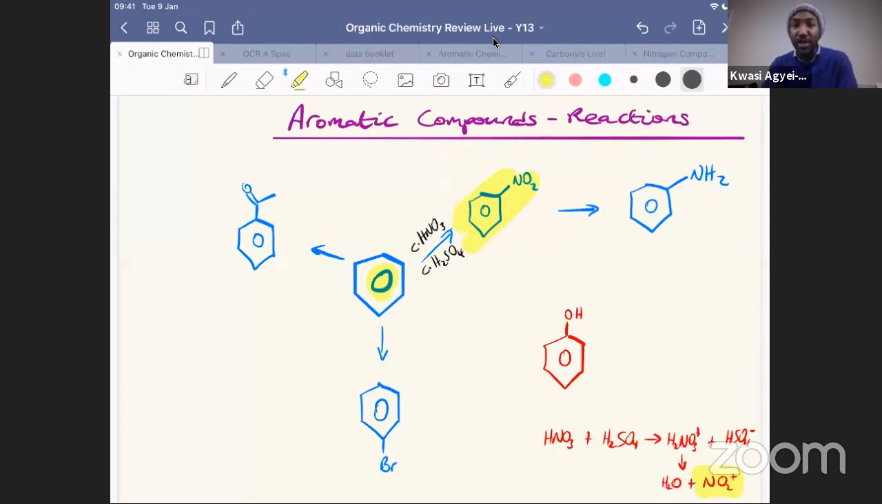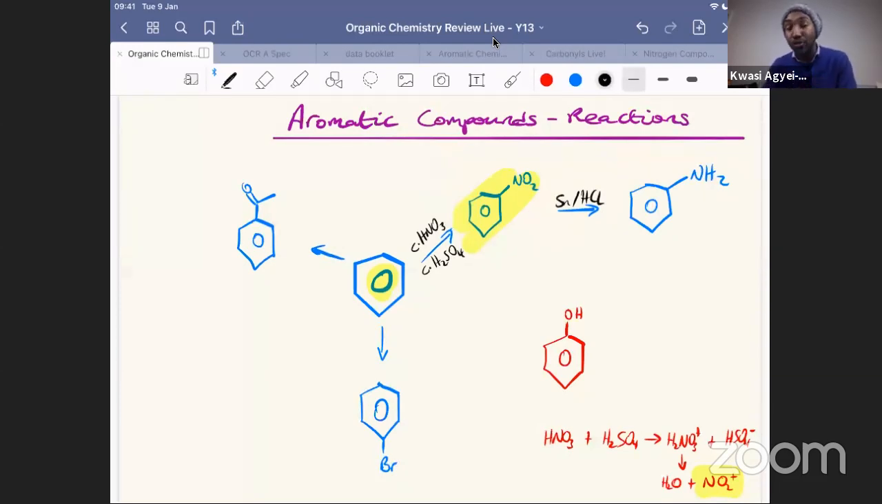As far as reducing the nitro group to the amine, you will need a reducing agent. In this case, the reducing agent is tin and concentrated hydrochloric acid. It's about 6 molar hydrochloric acid, and that will reduce the nitro group to the amine. Okay, so far we've carried out some conversions, and they all proceed via the same mechanism. We'll look at the mechanism very shortly.